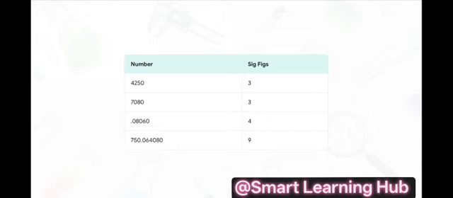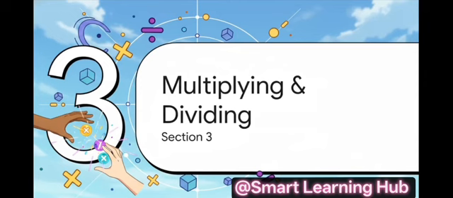Now, what's really interesting about this slide is that final monster number. 9 significant figures. Why? Because there's a decimal point present. That means the trailing zeros count, the captive zeros count, the non-zeros count, the whole shebang. Everything counts. Okay, section 3, multiplying and dividing. We're not just counting numbers anymore, we're smashing them together.